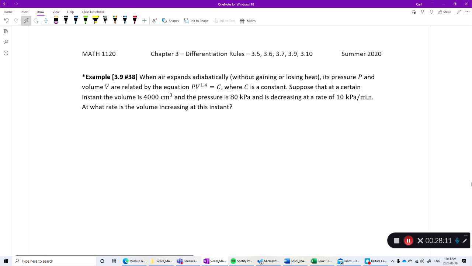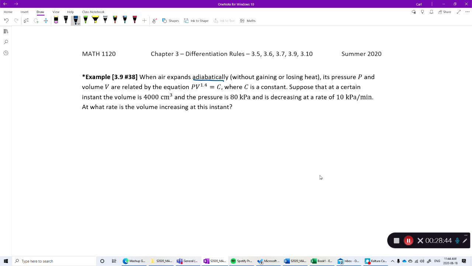Okay, last one. This one, if you've done some chemistry, you'll be comfortable. If you haven't, there's some unfamiliar words. When air expands adiabatically, which means without gaining or losing heat. So we have some air and we're going to let it expand, but we don't let any heat escape or enter. Now, what do you think happens when you let gas expand? The pressure will drop, the temperature also drops, it gets cooler.